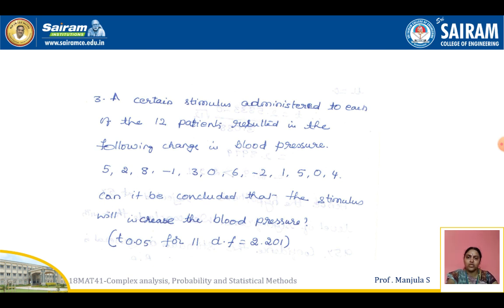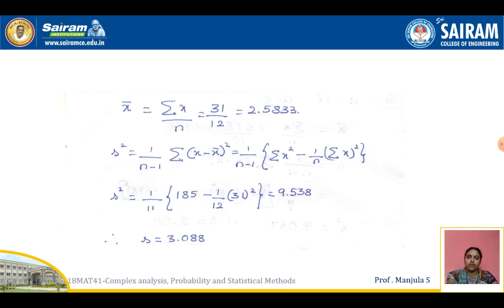In the question they have given the standard T distribution value at 95% level of significance, for 11 degrees of freedom, as 2.201. This is the standard value. Now we'll see the solution. First we'll find x bar, summation of x divided by n. Adding all the x values, we get 31. N equals 12 here, totally 12 values they have given. On simplification we get x bar as 2.5833.